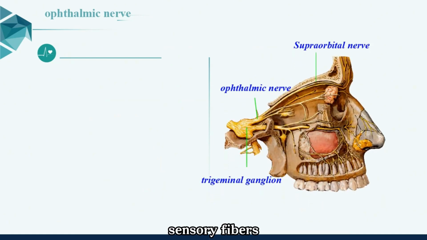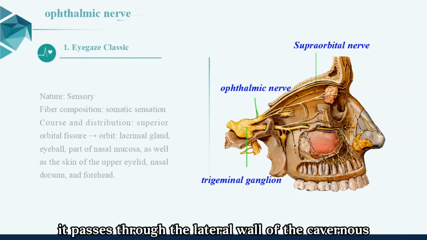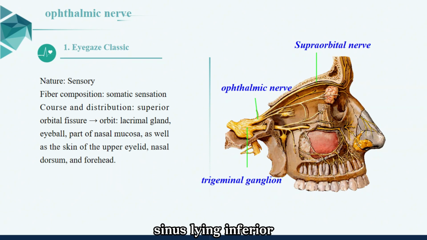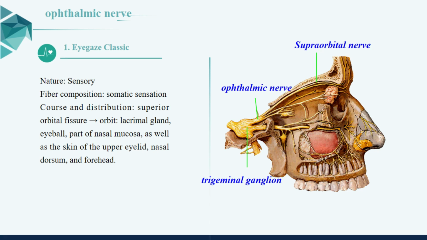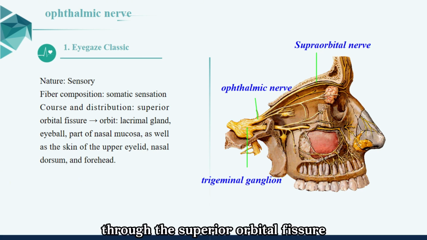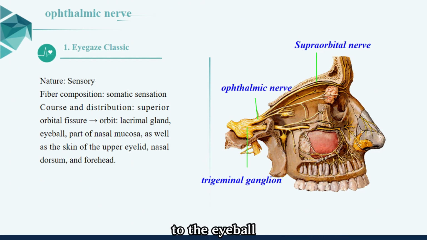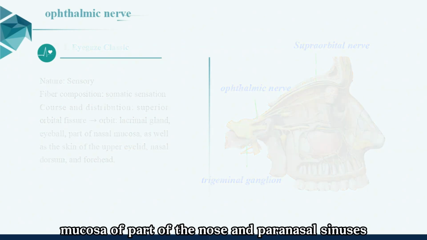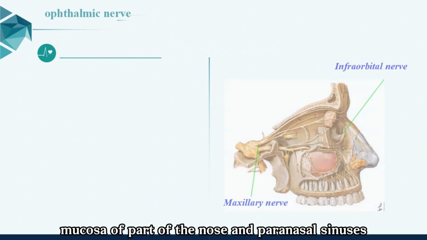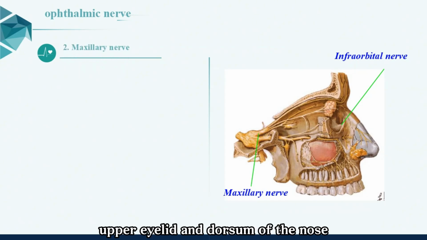The ophthalmic nerve contains only somatic sensory fibers. After arising from the trigeminal ganglion, it passes through the lateral wall of the cavernous sinus, lying inferior to the accompanying oculomotor and trochlear nerves. It then enters the orbit through the superior orbital fissure, and its branches distribute within the orbit to the eyeball, lacrimal apparatus, conjunctiva, dura mater, mucosa of part of the nose and paranasal sinuses, and the skin of the forehead, scalp, upper eyelid, and dorsum of the nose.